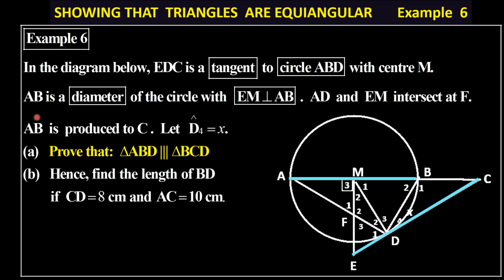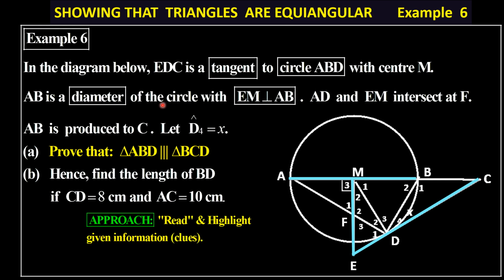Then another important thing is that AB is a diameter. AB is a diameter. So let's just highlight that so we don't forget that. And then EM is perpendicular to AB. Then we put that in. We've got DM is X, and we see there's our X there. And now we have to prove 2 triangles similar, and then we have to make a deduction from that.